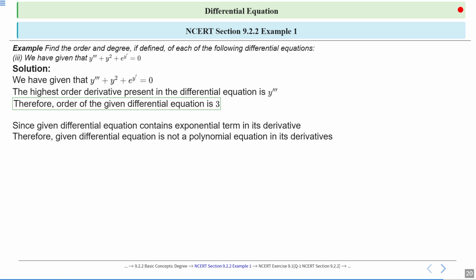If we can convert the given differential equation into a standard polynomial form, then the degree can be defined. That means if you can remove the radicals and it is converted into a standard polynomial form, then we can define the degree. But here there is an exponential term, so the degree cannot be defined. Therefore, the degree of the given differential equation is not defined.